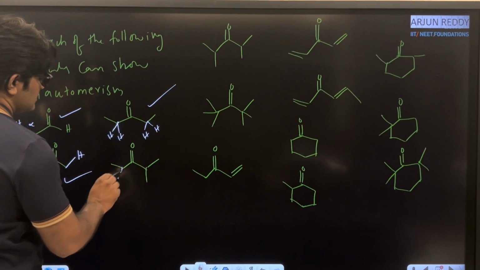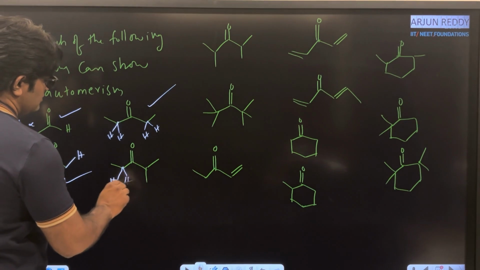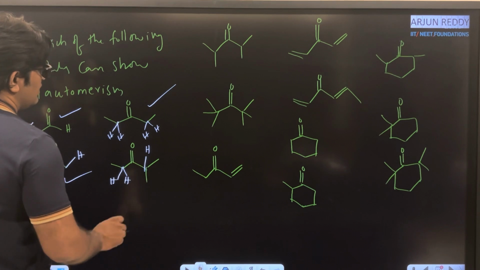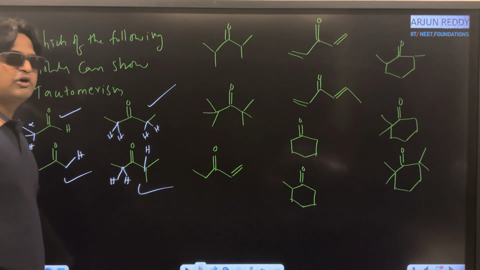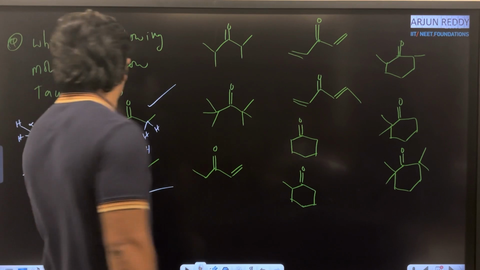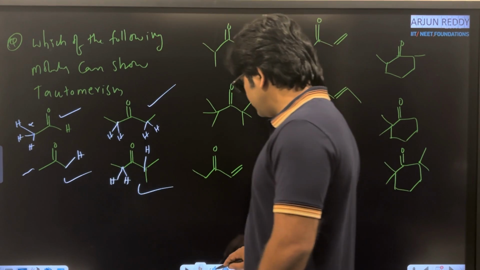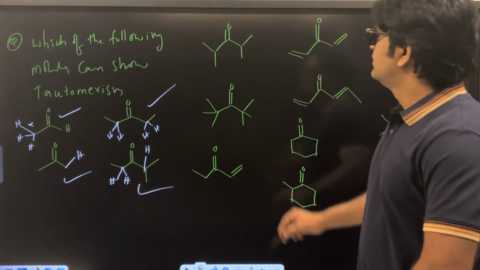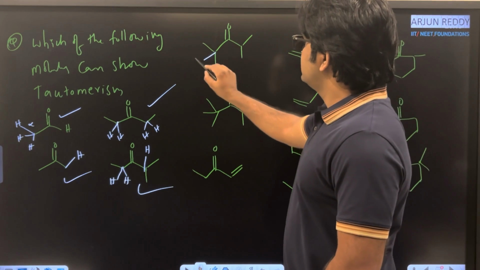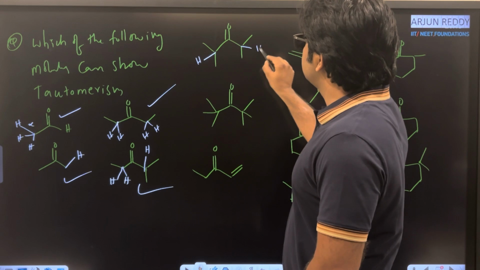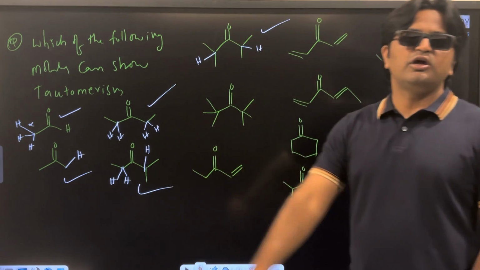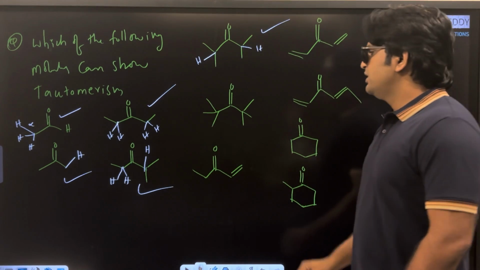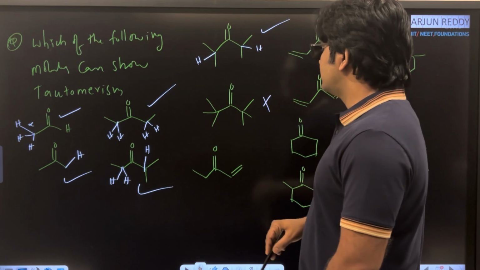Now come to this example. Left side 2 hydrogen atoms are there, right side 1 acidic hydrogen atom is present. That molecule also shows tautomerism. And come to this example. Here, left side there is a hydrogen, right side also an acidic hydrogen atom is available. That molecule shows tautomerism. Next one, no alpha hydrogen, no tautomerism.